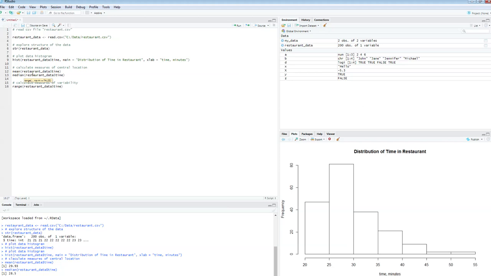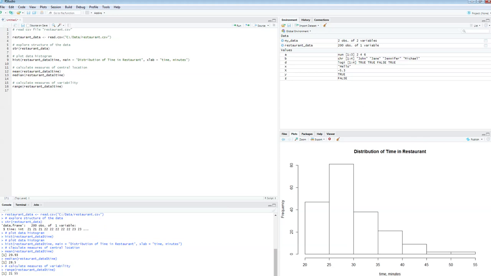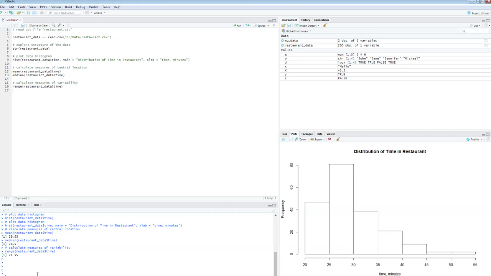Restaurant data, dollar sign, column time. Bam. I'm going to give it a couple of entries so that it comes into the field of view, so to speak. Here's my range. Obviously 21 is the minimum and 55 is the maximum. So this is the smallest and the highest number.